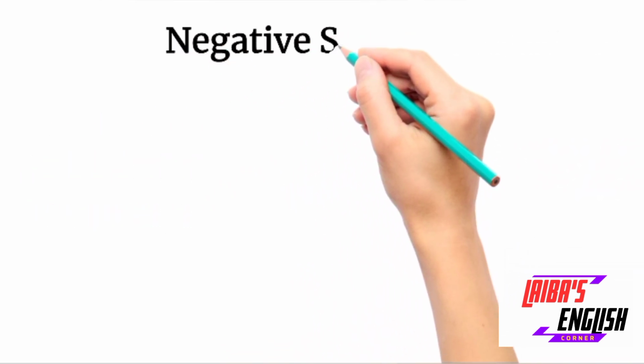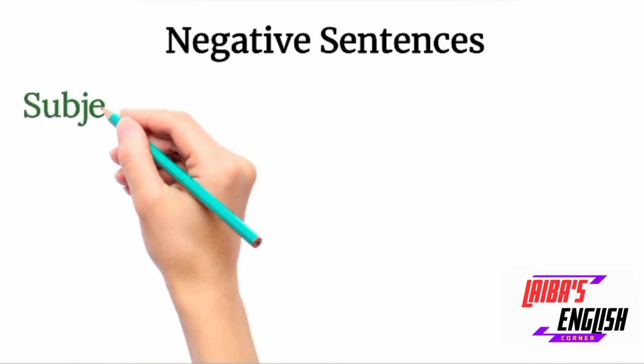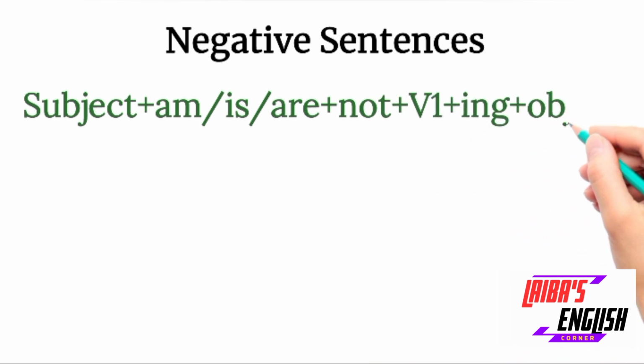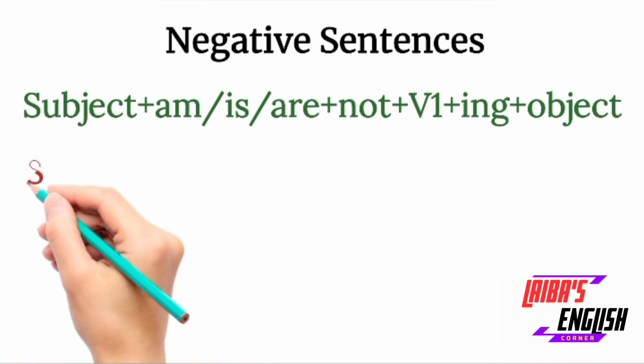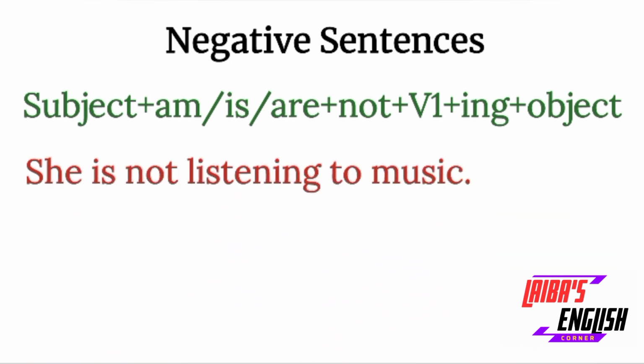Now, we are going to move on to the second part, which is negative sentences. We are going to use the same structure, but with a little change. We will swap some things and make the negative sentences. For negative sentences, we have to make the structure first. Whenever you have to make a negative sentence, you have to use not. So subject plus helping verb, which is is, am, are, plus not plus verb first form plus ing plus an object. I will repeat again, object is not compulsory. We can skip that.